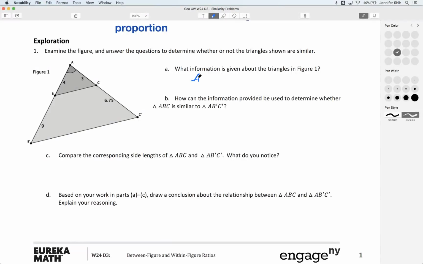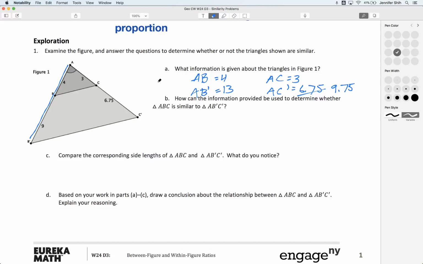So to me, it says AB is equal to 4. It says AB prime, that's this whole length, is equal to 13. We have AC, which is equal to 3 units, and then AC prime, which is equal to 6.75 units. Nope, you see, it is 3 plus 6.75, so that's 9.75. All right, what else do we know about this?